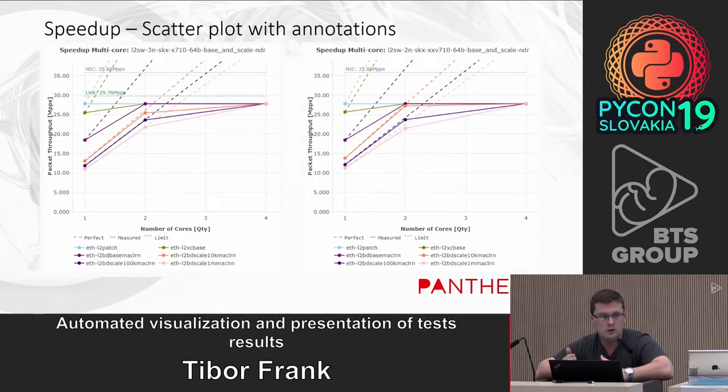Speedup, as I said, is the increase in performance, in this case packet throughput, when we change the number of processor cores used for packet processing. For this purpose, we use 1, 2, and 4 cores. The results are displayed as dots, and the dots are connected by lines. In the ideal case, these lines would be straight, but this is not an ideal world. So they are not straight, so we added dashed lines, which show how it would be in an ideal world.